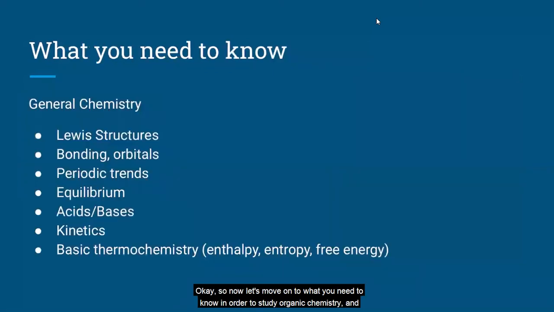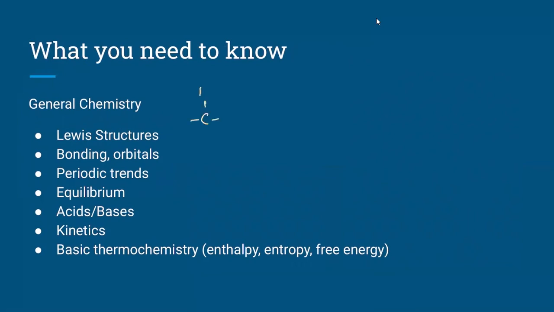Okay, so now let's move on to what you need to know in order to study organic chemistry. Basically, all you need is general chemistry level knowledge. You don't need to know any advanced physical chemistry or inorganic chemistry. All you need to know is general AP chemistry, or even just general high school chemistry. So first, you want to make sure that you are comfortable with Lewis structures, because we will be drawing lots of Lewis structures, such as this one right here.